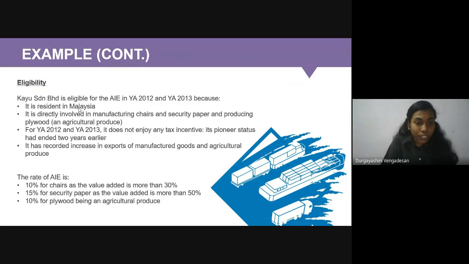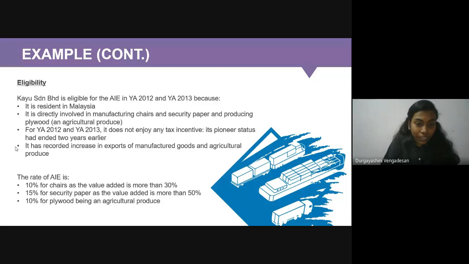In the question, they already give that the company Kayu Sendirian Berhad, resident in Malaysia, is directly involved in manufacturing chairs, security paper, and producing plywood and agriculture produce. For years of assessment 2012 and 2013, it does not enjoy any tax incentive as its pioneer status had ended 2 years earlier, which is the year of assessment 2010.